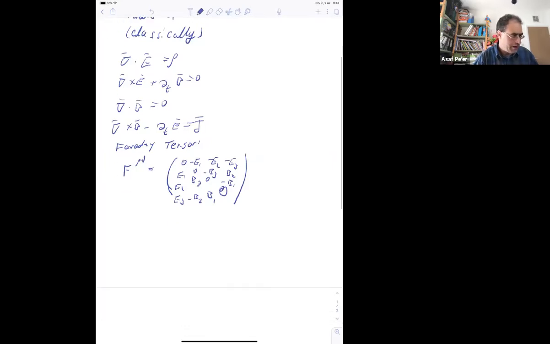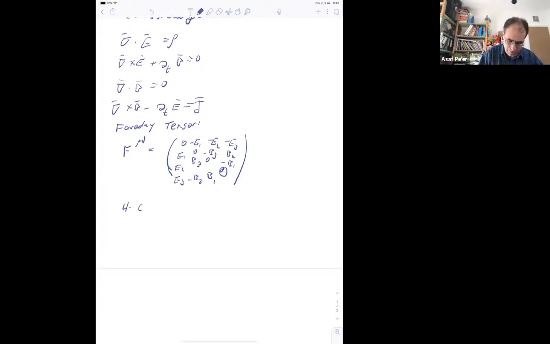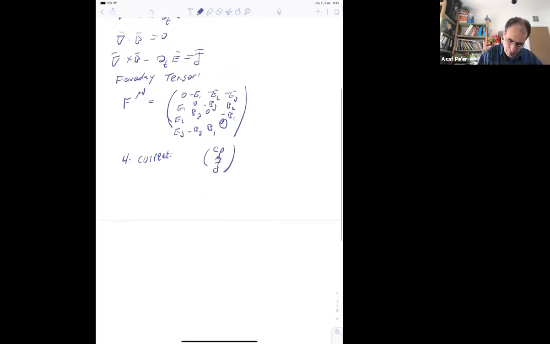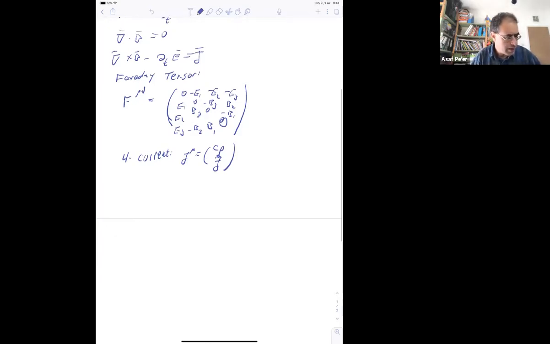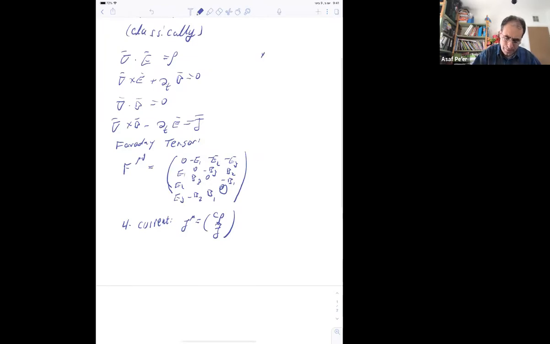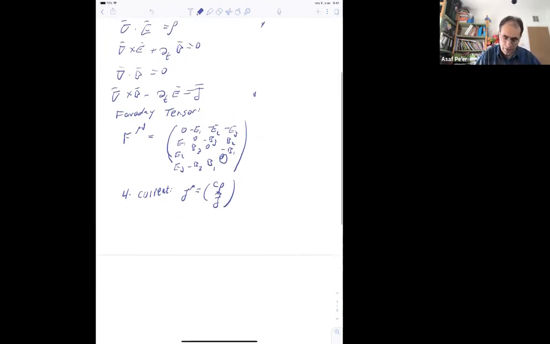Now, introducing this tensor, we can also introduce the 4-current. So another 4-vector is the 4-current, just the density rho, or c rho, and the current J. This we denote by J mu. So this is a 4-vector. Again, it transforms like a 4-vector. Then the non-homogeneous Maxwell's equations, right? I can write them down simply as d_mu F^{mu nu} equals J^nu. Very simple, very compact, very elegant.